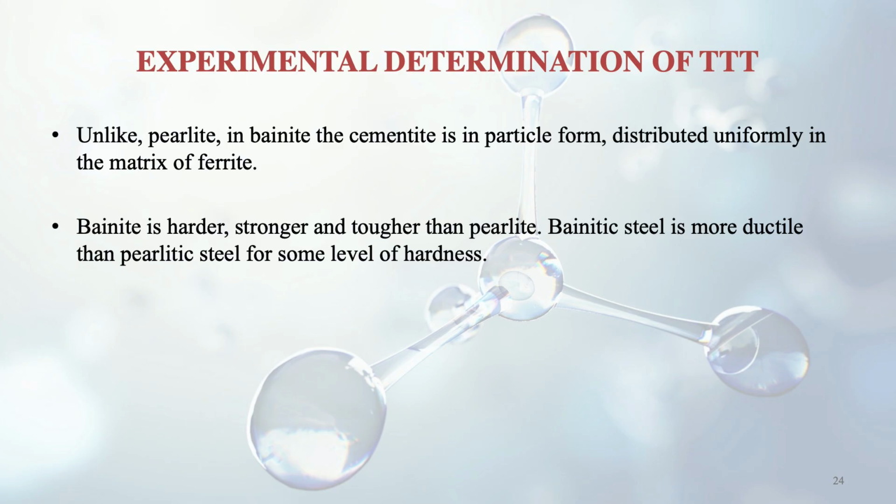Like I had told you previously also, pearlite is in the form of layers. Layers are there. But in bainite, there are no layers, it is in particle form. Bainite is harder, stronger and tougher than pearlite. Obviously, it will be in particle form, so it will be more compact and these particles will be together without any space or interstitial space. So it will be much tougher and stronger. Bainitic steel is more ductile than pearlitic steel for some level of hardness. That is also the case.